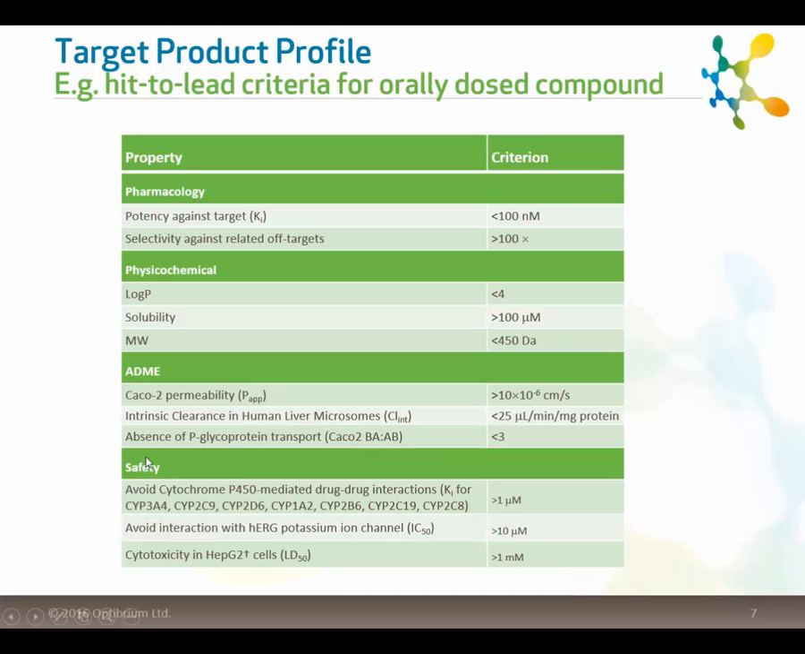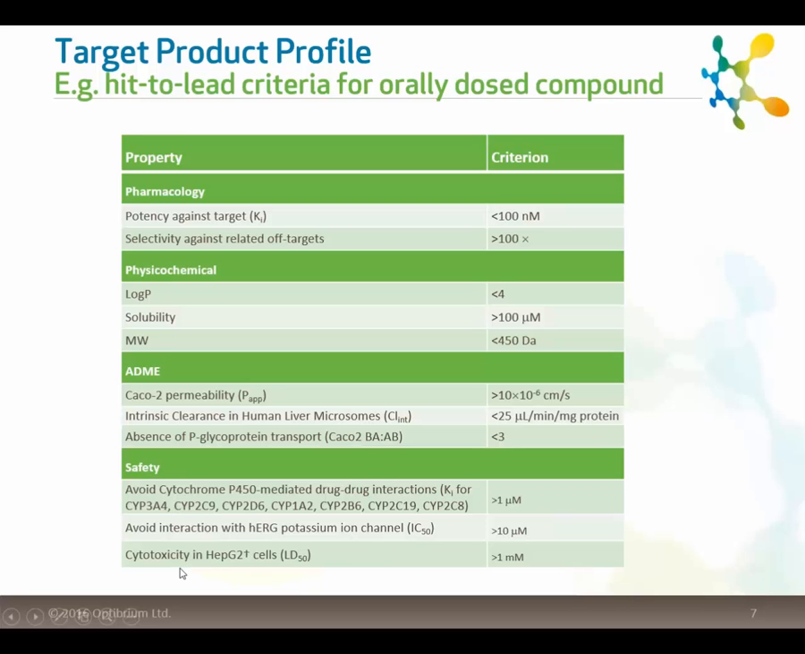And we might look at safety criteria as well, so avoiding drug-drug interactions mediated by P450 metabolism by limiting the affinity for the major drug metabolizing isoforms, clearly avoiding hERG inhibition to avoid potential cardiotoxicity, and cytotoxicity, for example, in HepG2 cells. So these are just some examples. Of course, every project is different, but I'm sure you recognize some of these criteria yourselves.